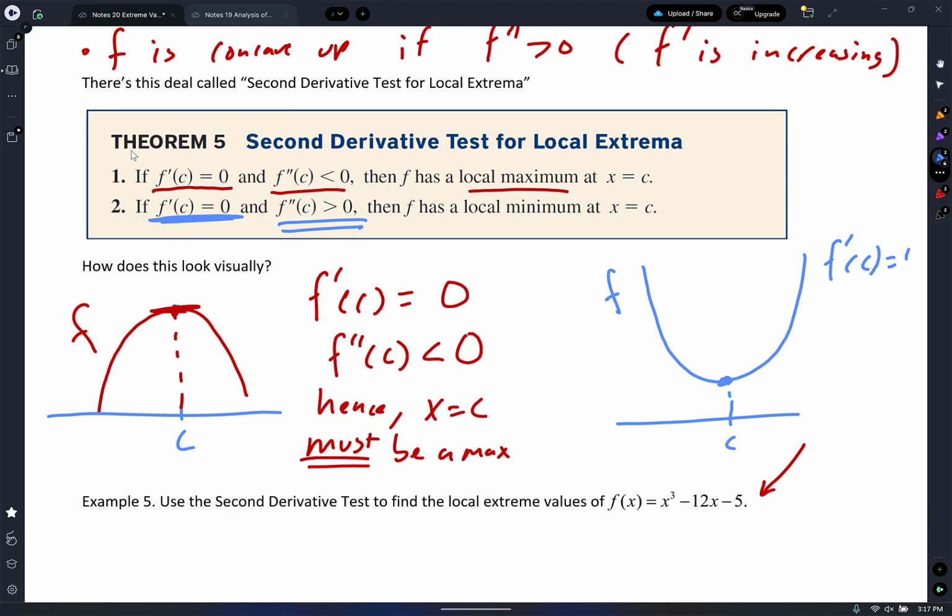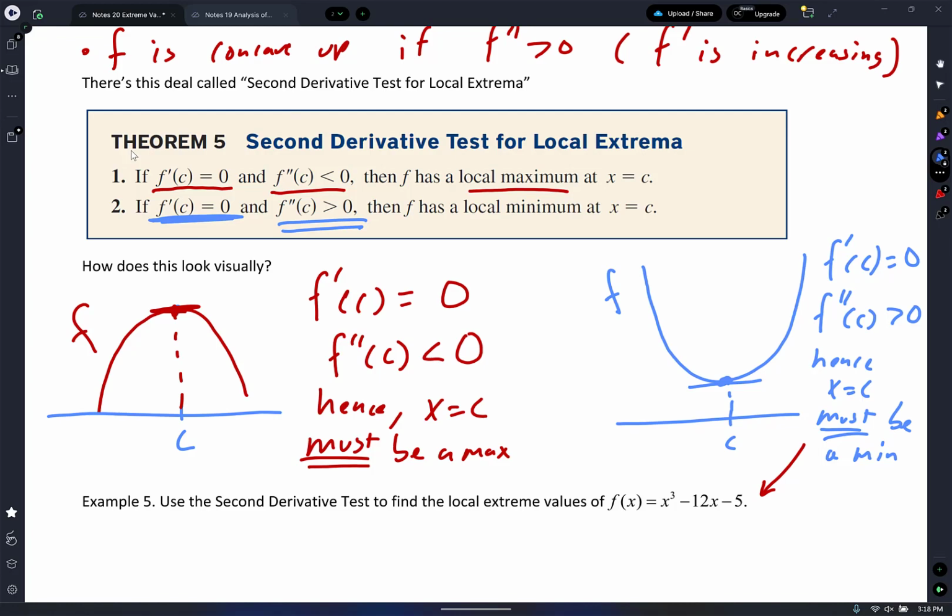So this is what's happening. F prime of C equals 0. Why? Because look, I have a horizontal tangent. That's the definition of a critical point, where the derivative is 0 or undefined. And notice, is it concave up at C? Yeah. If you're concave up at that critical point, it must be a min. That's the lowest point on this curve. Hence, x equals C must be a min. It has to be, guys. Does that make sense? There's your visual right there. Yay or nay?